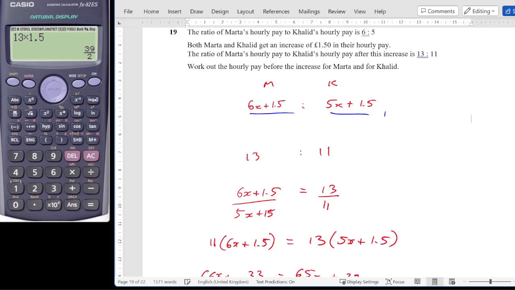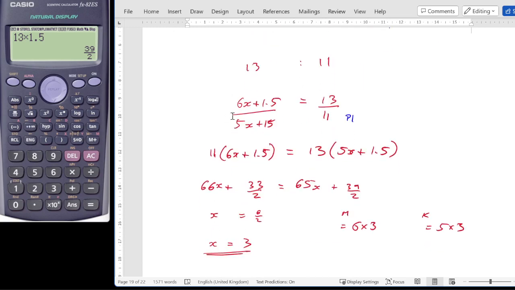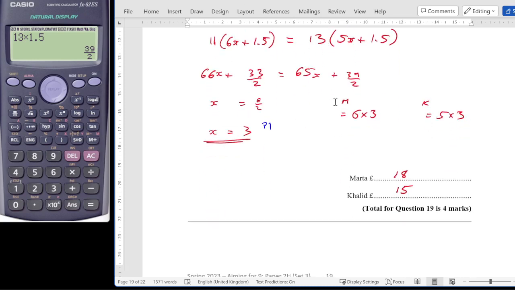Right, we've then got P1 for setting up an equation to be solved. So P1 for the process to find the value of x, so leading that through to find the value for x. And then A1 for the two values, 18 and 15. So there we go.